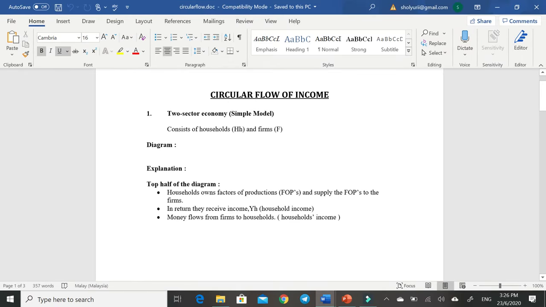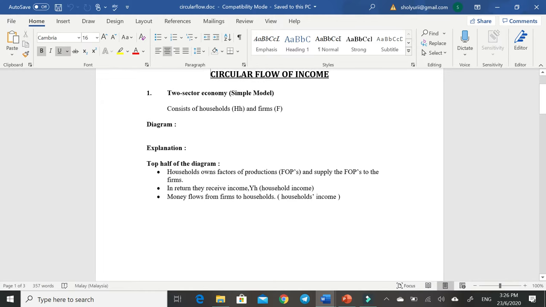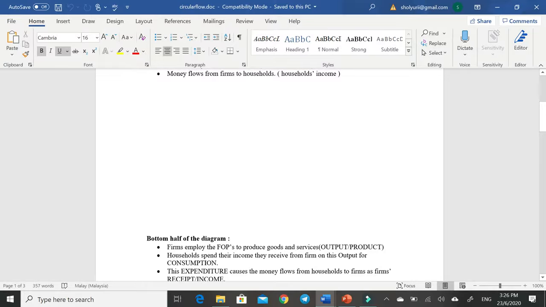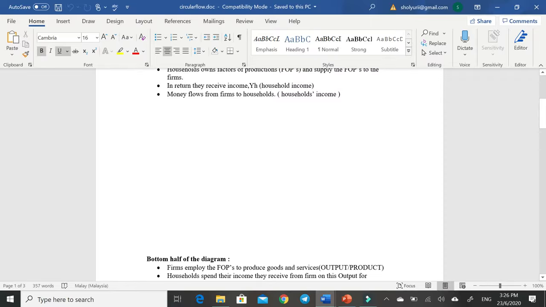Okay, two sectors economy ni also known as the simple model. Simple je. Masa tu kita ada 2 sektor sahaja, which is household and firm. So this is the short form. Kat sini saya ada satu ruang kosong ni. Kat sini lah kita akan draw the diagram to represent the relationship between household and firm.